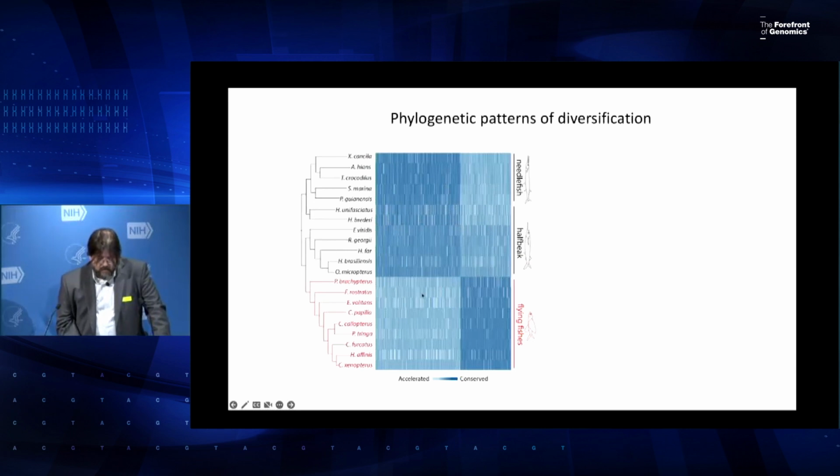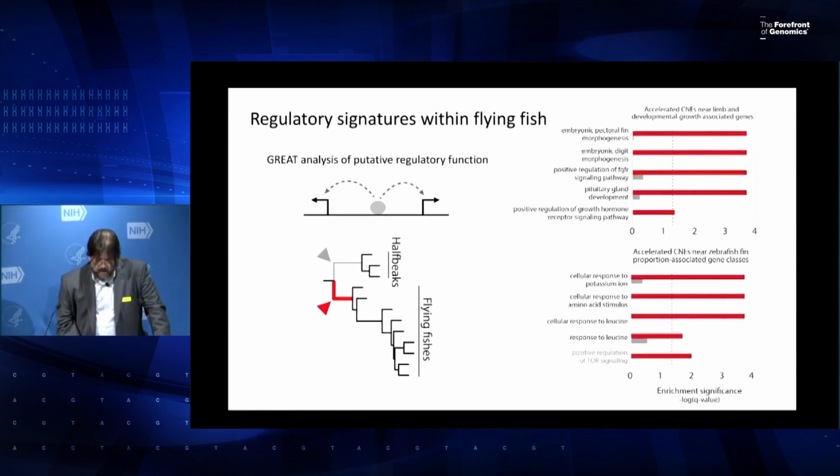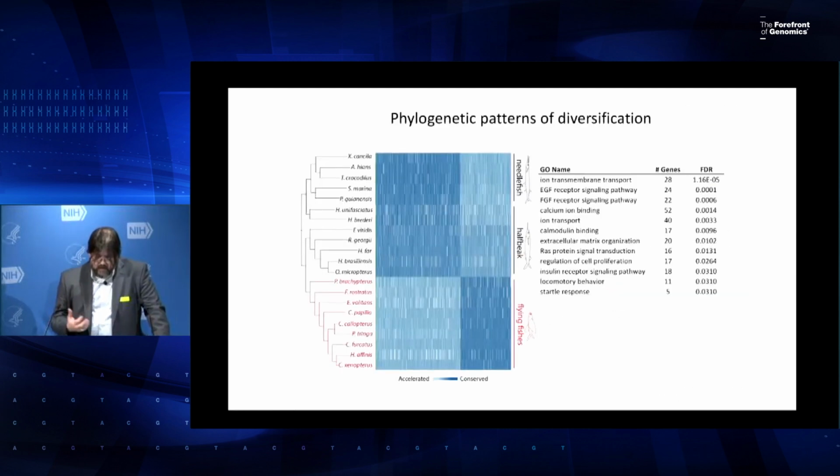But within there, you can start to parse this out, and they start looking at function. So genes that come up as being differentially selected for in the different groups. And if we look at flying fishes, you can see here that you get things like iron transmembrane transport, FGF receptor, calcium ion, this sort of stuff. And you get other developmental genes, which is really quite positive for the analysis.